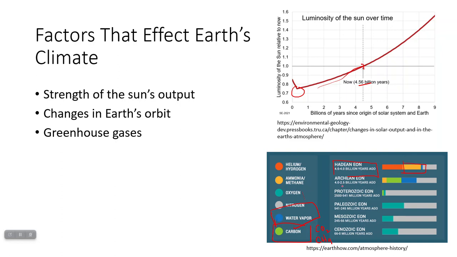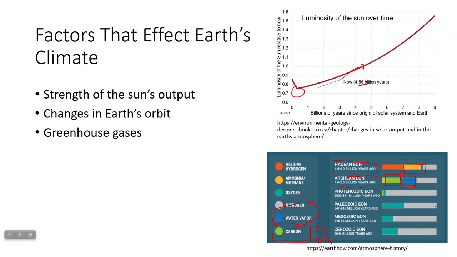In the Archean Eon, you can see that there were a lot of carbon-containing compounds, probably carbon dioxide, and there was a lot of water vapor in the atmosphere. So these greenhouse gases trap a lot of heat. So the Archean Eon was probably pretty warm.